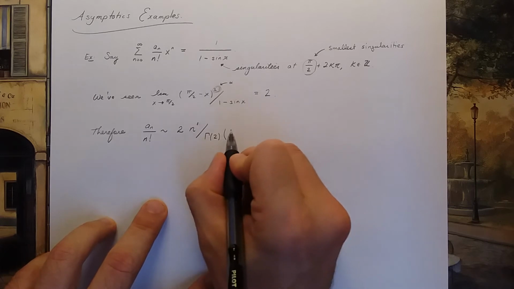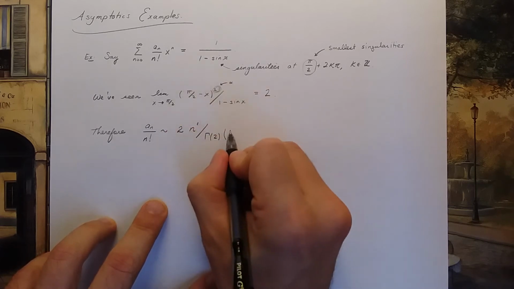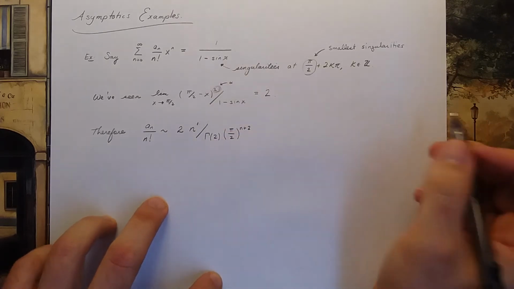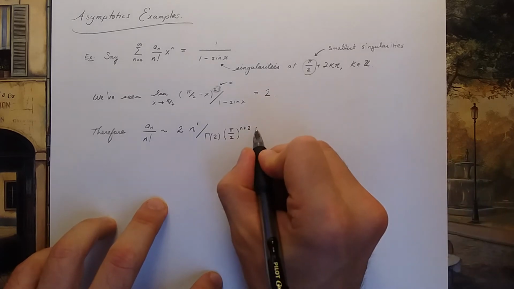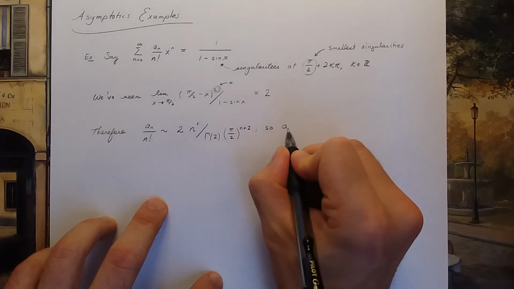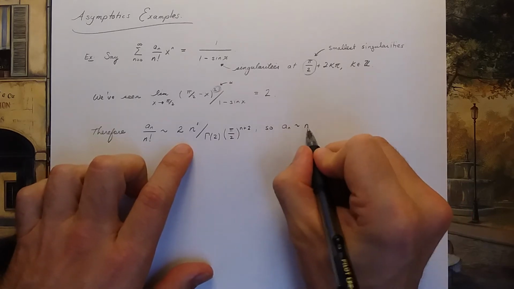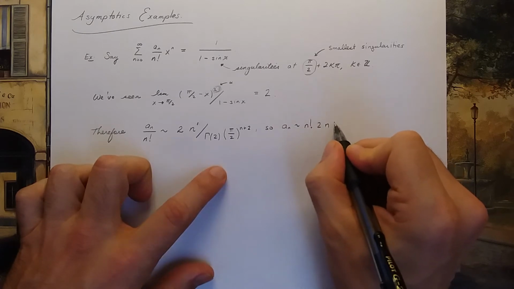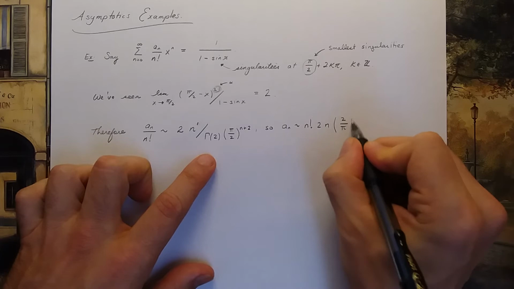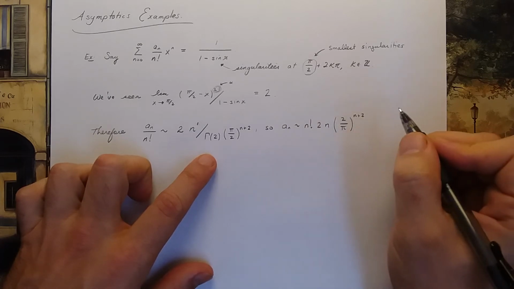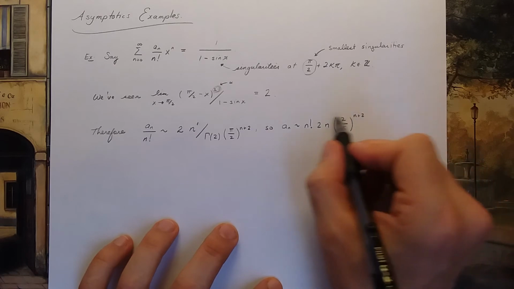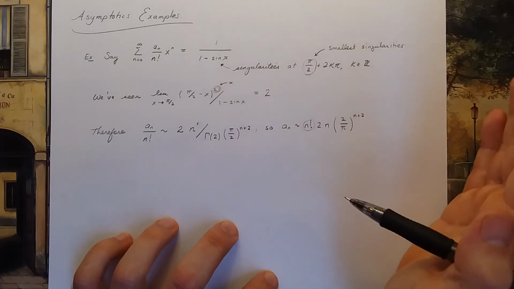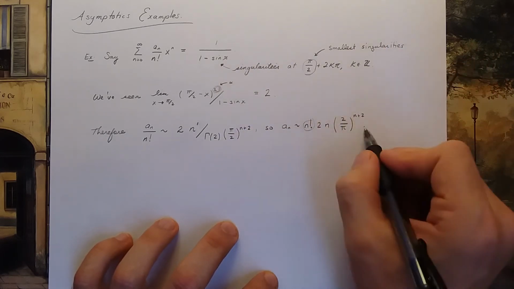And then I multiply by this r value, pi over 2, to the n plus alpha power, so n plus 2 power. And so a_n is asymptotic to n factorial times 2n times 2 divided by pi to the n plus 2 power. And if you'd like, you can expand n factorial using Stirling's approximation, but I think this is good for now.